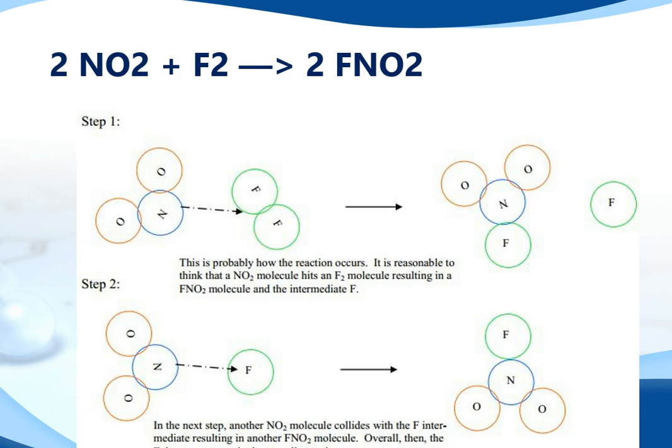Here's a graphic representation of this model. This is probably how the reaction occurs for step 1. It's reasonable to think that the NO2 molecule hits an F2 molecule, resulting in FNO2 and an intermediate F. That intermediate doesn't last very long. In step 2, it reacts with another NO2 molecule and makes a new FNO2 product. It gets cut off a little bit at the bottom, but it pretty much just says that these 2 equations will add up to give you that same overall equation that we started with at the beginning of the screencast.